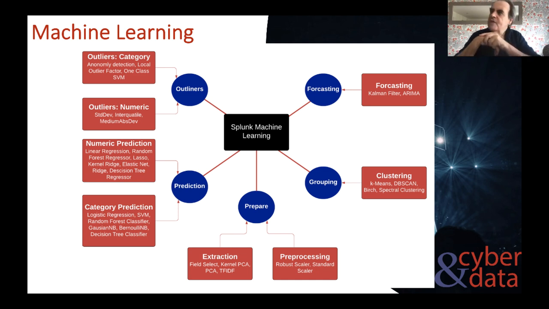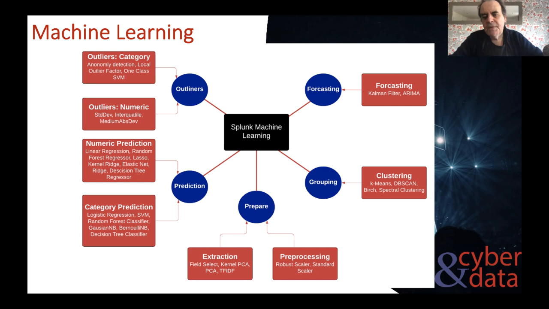Then sometimes we need to prepare our data. So what we might do is we might have a lot of features, maybe 20, and that's too complex for our model. So we could reduce it down into 2 or 3. For that, we can have field selection to pick the best fields, or we could have what's called PCA or TF-IDF, where we can reduce down the complexity to a fewer number of features.